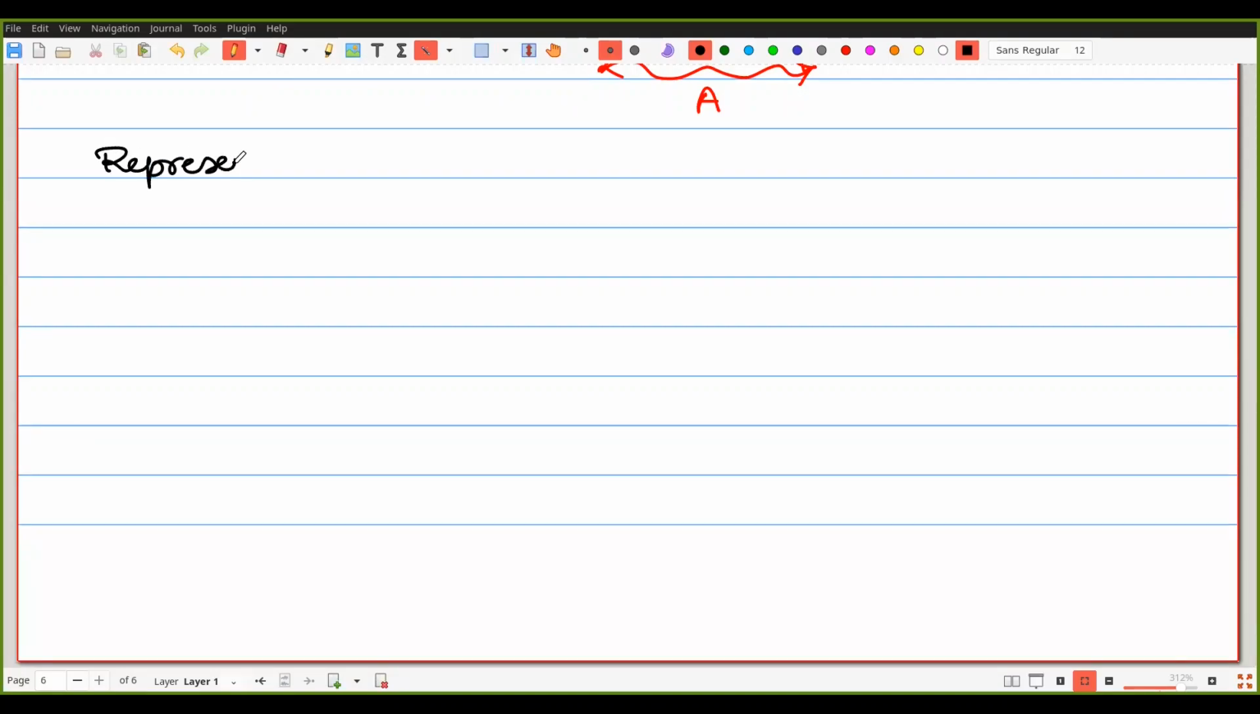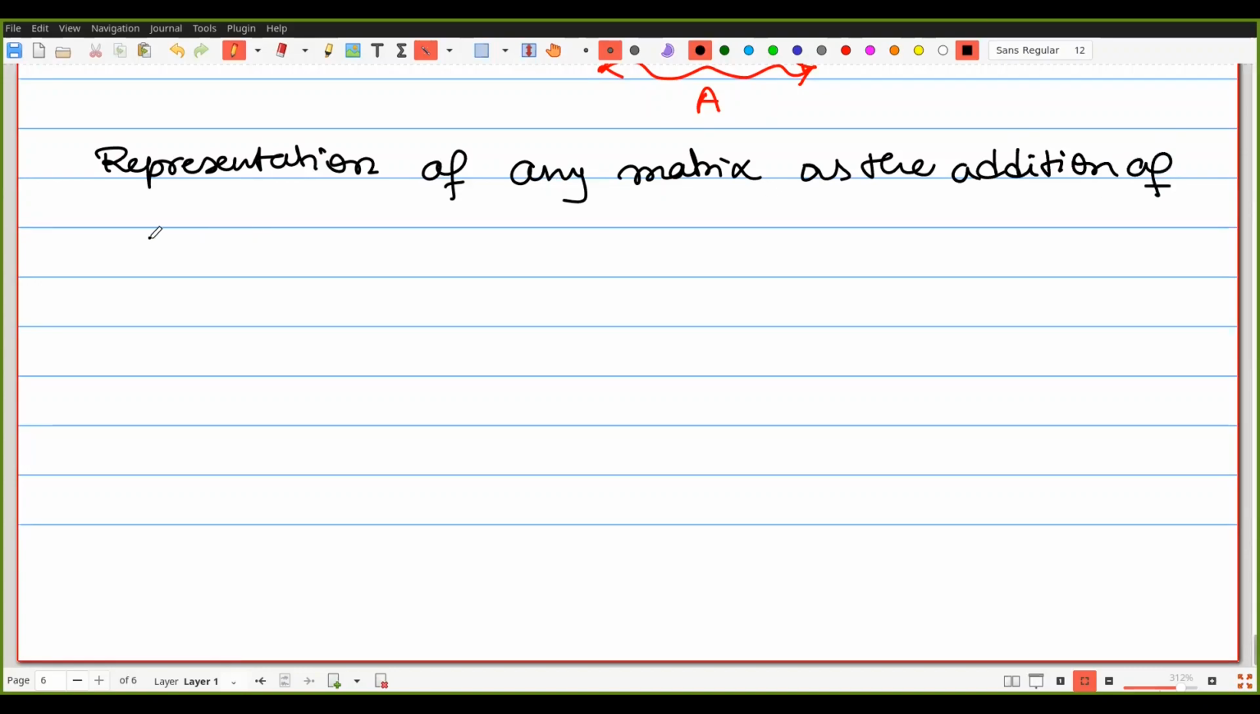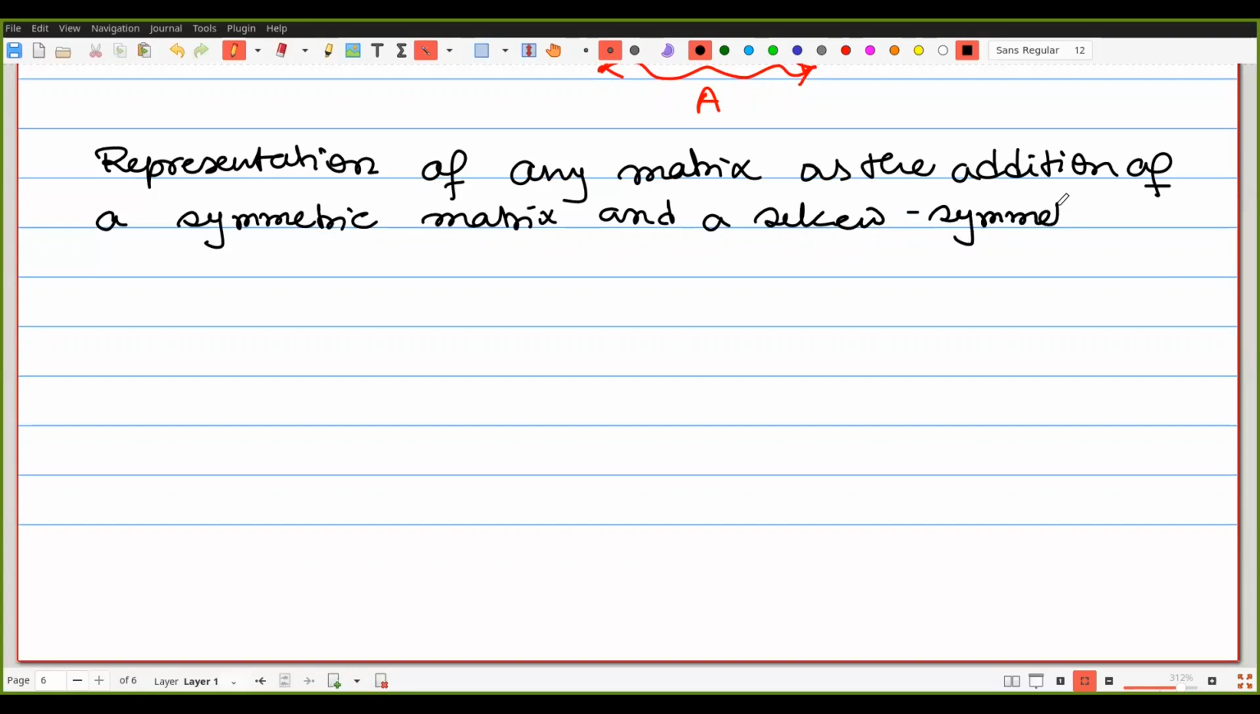Suppose a very important type of question: the representation of any matrix as the addition of a symmetric matrix and a skew symmetric matrix. Any matrix can be represented by the addition of a symmetric matrix and a skew symmetric matrix, and that is practically A.